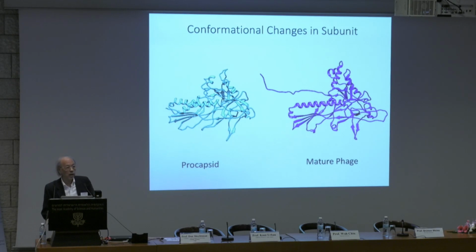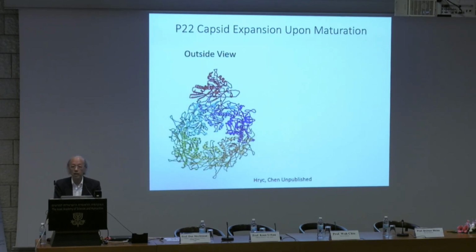So now in the next movie, I'm showing you the views of one asymmetric unit between the two capsids. So here is one asymmetric unit of the procapsid. You can see here there is an opening in this hexameric subunit arrangement.